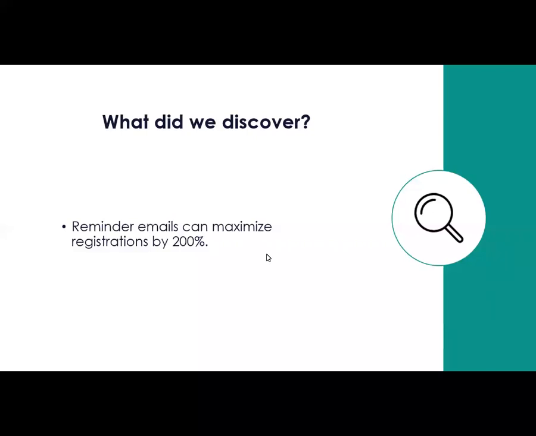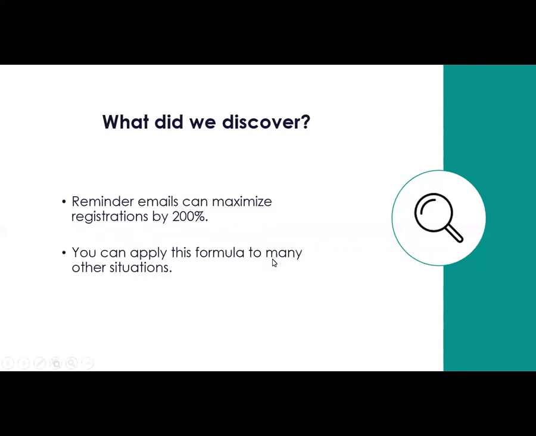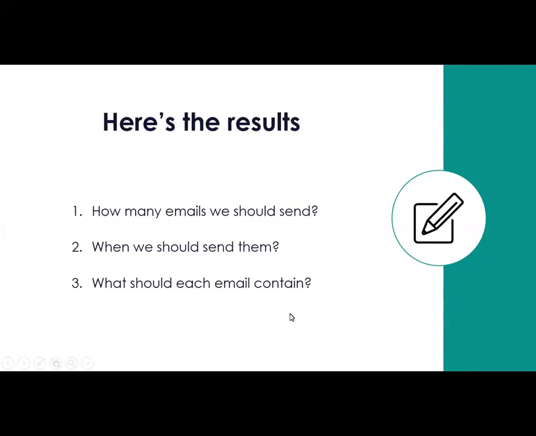From this, I'm going to share with you the results that we've found after lots of trial and error, lots of playing around with it. Basically, the results I can break down into three main parts. The first is, how many emails should we be sending? The second is, when should we send them? And the third is, what should each email contain? The following slides are going to break down numbers 1, 2, and 3 in a little more detail.